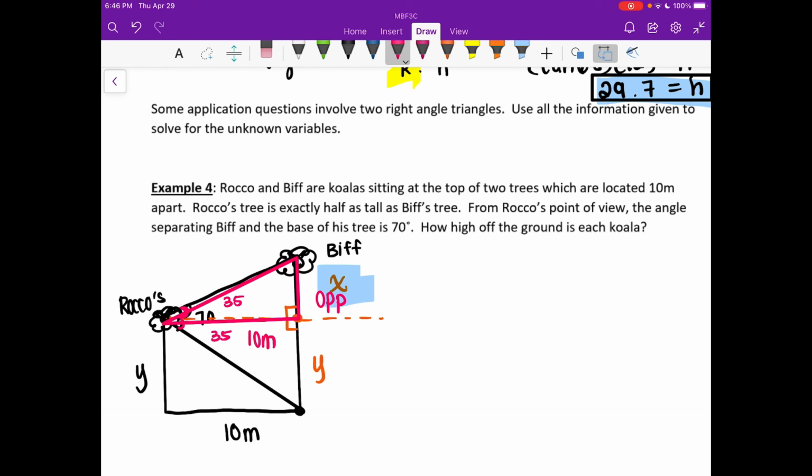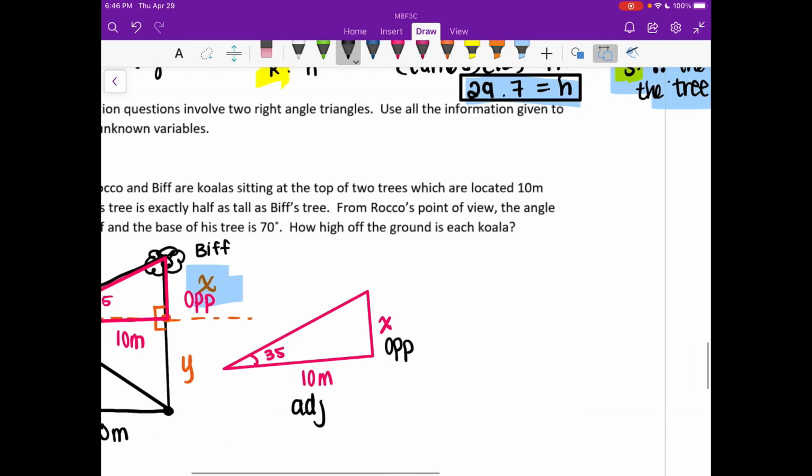So if I pull this triangle out, what it would actually look like is this, right? This is where the diagram helps, but you also need to do a little bit of visualization. So this is 10 meters down here. This is X. I just pulled that pink triangle out. This is X. This angle is 35 degrees. I have the opposite now. I have the adjacent. And I can use my tan ratio.